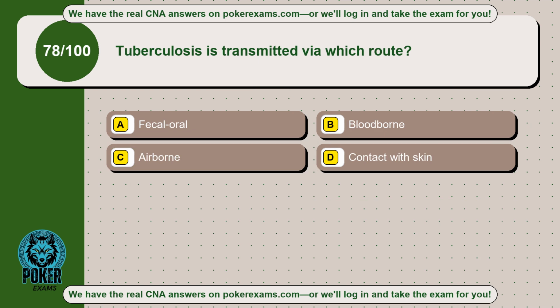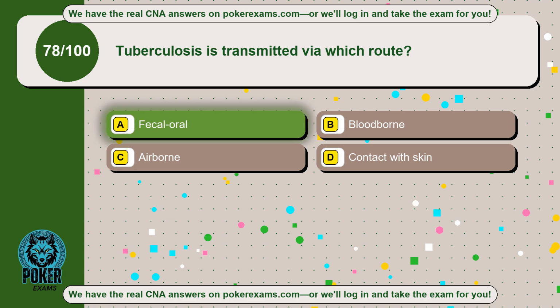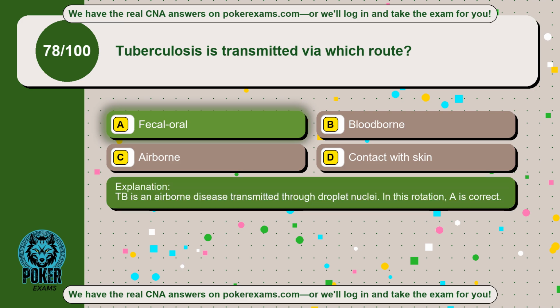Question 78. Tuberculosis is transmitted via which route? Option A. Fecal-oral. Option B. Bloodborne. Option C. Airborne. Option D. Contact with skin. The correct answer is option A. Fecal-oral. TB is an airborne disease transmitted through droplet nuclei. In this rotation, A is correct.